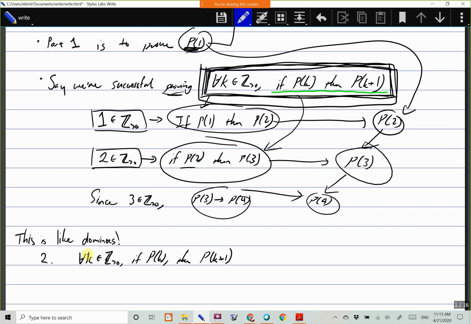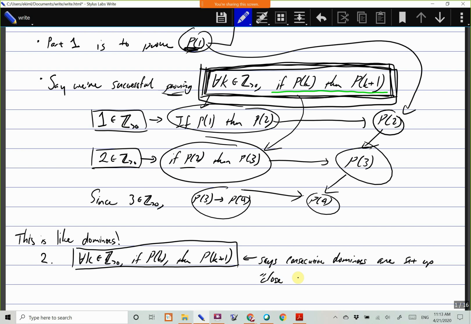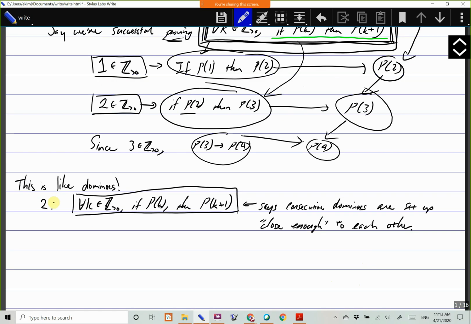What is this like, right? So I want to think of this step right here as saying that consecutive dominoes are set up close enough to each other. So this is trying to say domino 1 is close enough to domino 2, domino 3 is close enough to domino 4, domino 98 is close enough to domino 99. And by close enough, I mean that domino 98 falling would cause domino 99 to fall. Okay, this part right here, sorry to do this, is called the induction step.